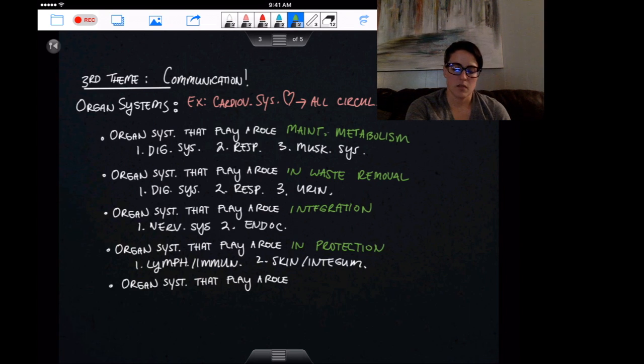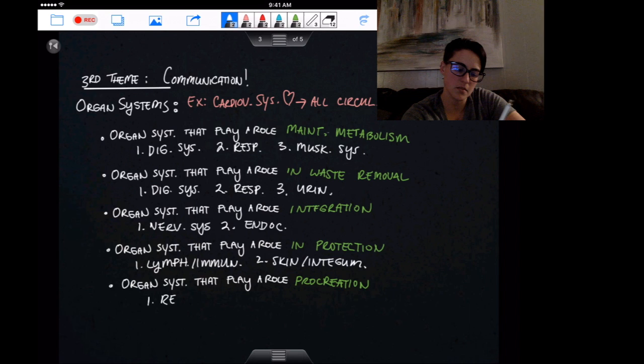And then the last one is the organ system that plays a role in, we'll call it procreation. It's not really much in the way of homeostatic control, but I still want to include this in communication. And of course, this is our reproductive system. So this is how our organ systems communicate to help control homeostasis. So that's our third theme.